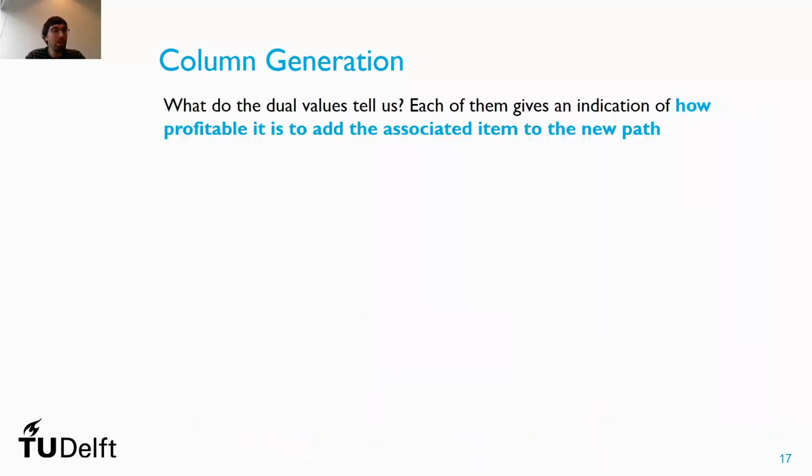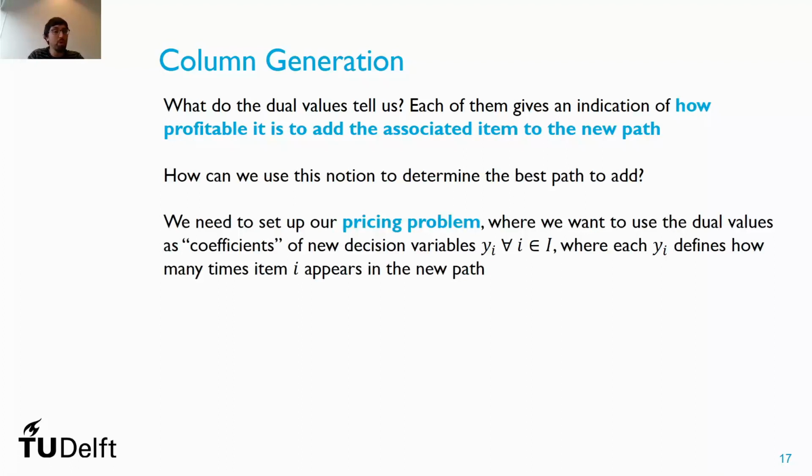But what do the dual values tell us in the end? Each of them basically gives you an indication of how profitable it is to add that associated item to a new path. But how can we use this notion to actually determine the best path? Again, remember, we need to set up a proper pricing problem. In this case, we want to use the dual values as the coefficients of our new decision variables, y_i, where each y_i defines how many times a certain item should appear in the new path we are trying to compute.